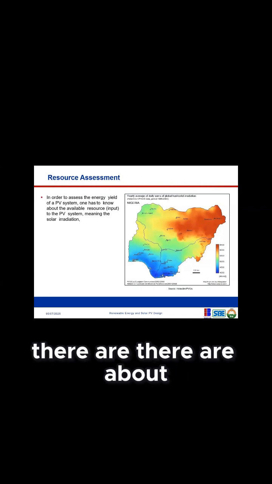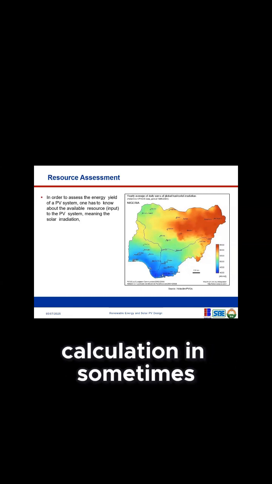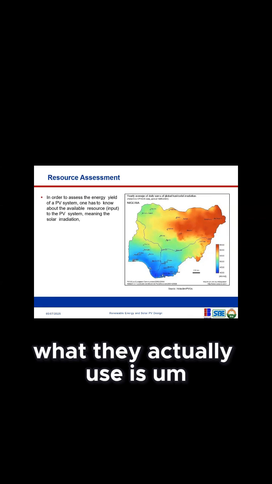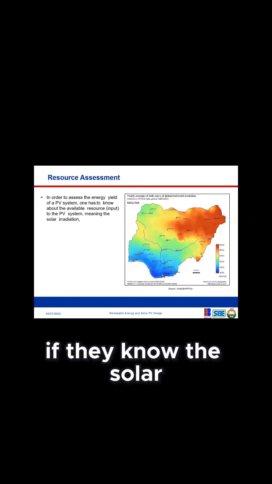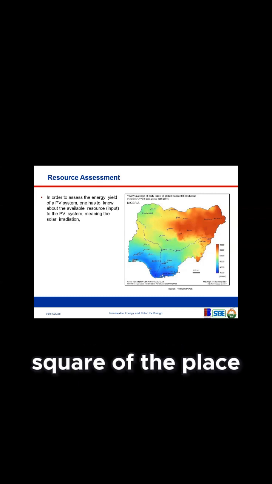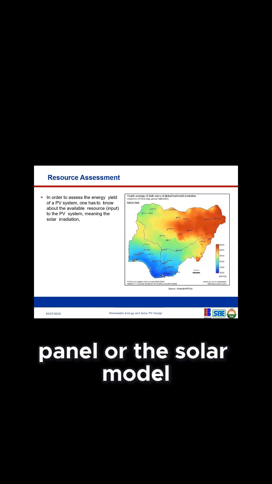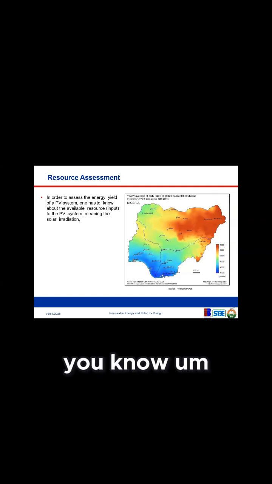There are a few ways to do the solar yield calculation. Most of these software tools use solar irradiation. If they know the solar irradiation per square meter of the place, and they know the efficiency of the solar panel or the solar module, then they can calculate the yield of that solar system. But there's another way to do this.